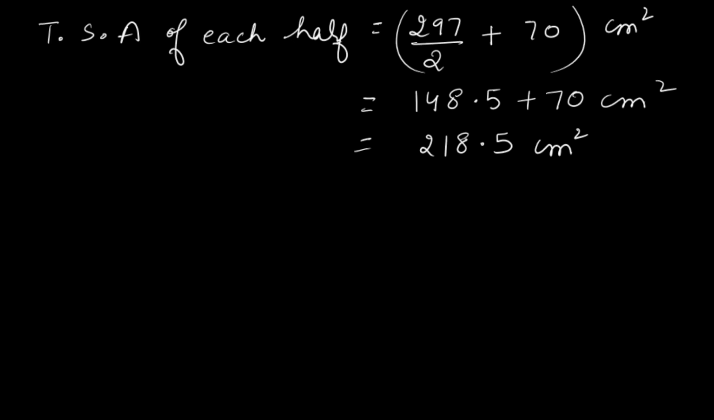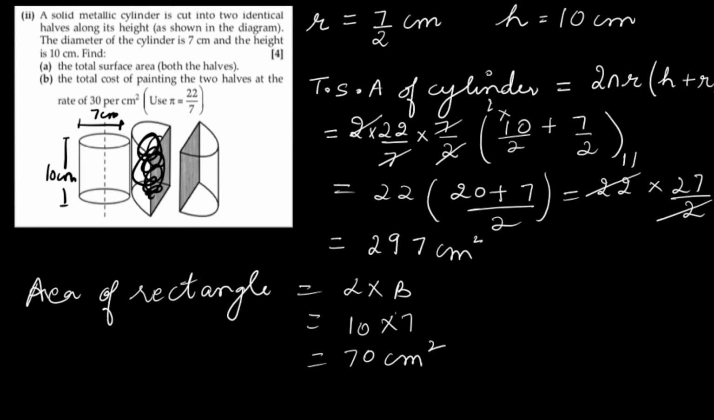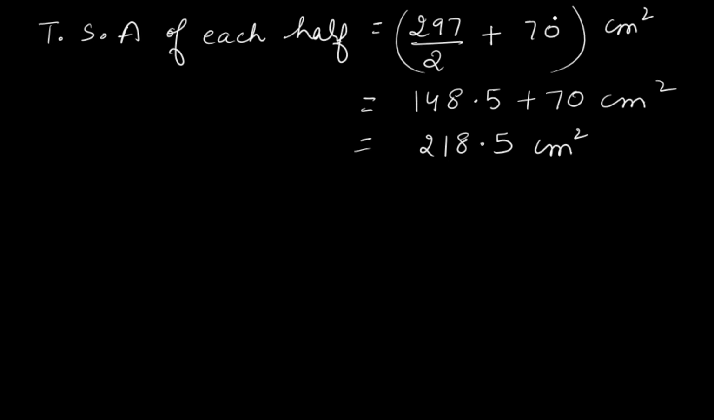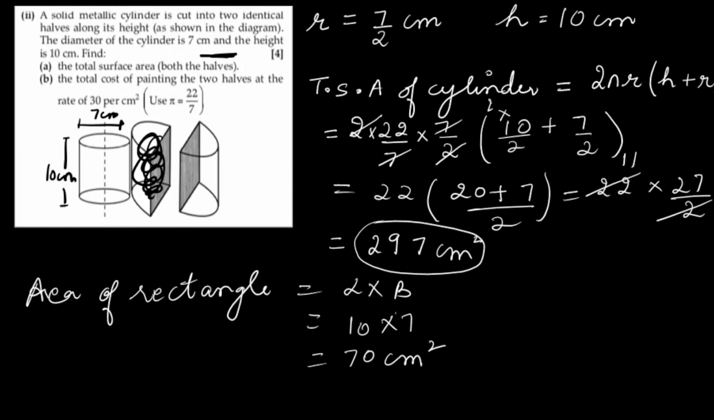So total surface area is 437. No, total surface area is 218.5. Total surface area is 218.5. Why did I do half of this one? Because this is the total surface area of the whole cylinder. Here it's mentioned total surface area of both the halves, so I have to find the total surface area of the half. That's why I divided this by 2 and added the area of a rectangle also, because a rectangular surface is also there. So this is the total surface area of each half. I hope it's clear to everyone.